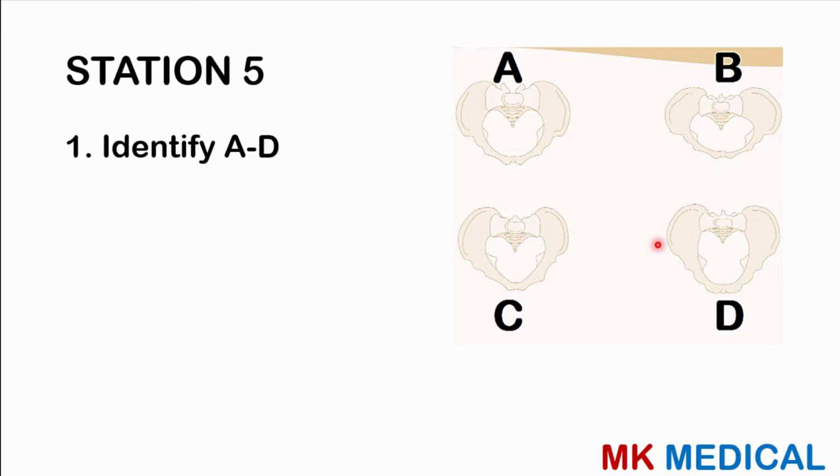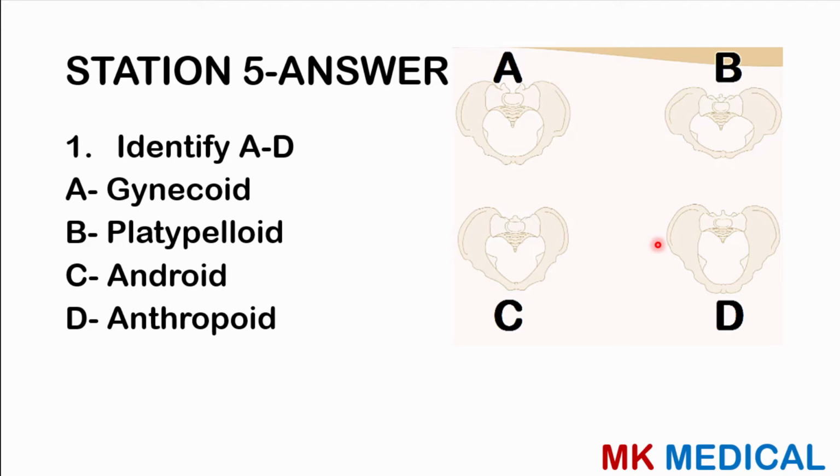So here comes the answer. So A is, of course, a gynecoid type of pelvis. B is a platypelloid type of pelvis. C is an android pelvis. And D is an anthropoid pelvis. These are the different types of pelvis.